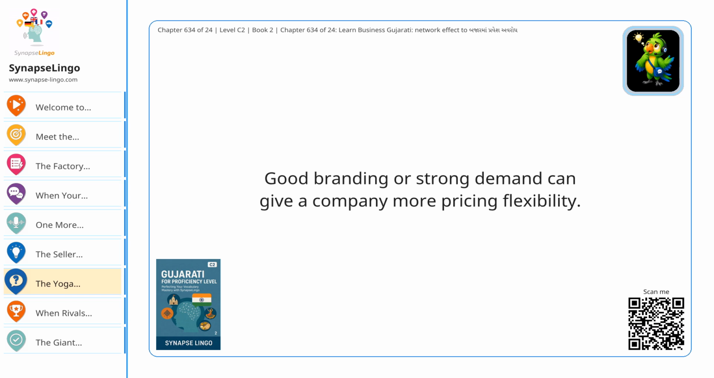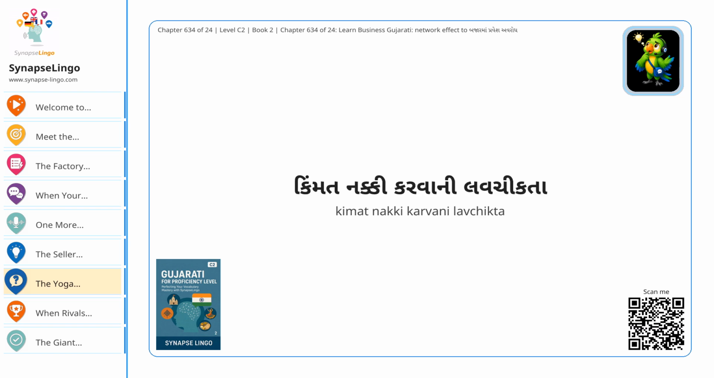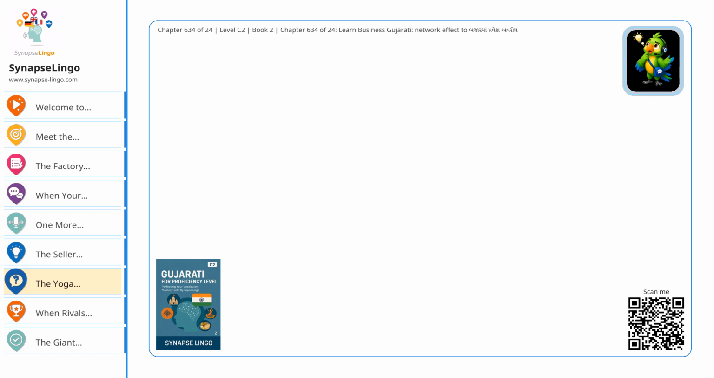Good branding or strong demand can give a company more pricing flexibility. Memory image. A price tag doing yoga splits because it has કિંમત નક્કી કરવાની લવચીકતા. Flexible price, flexible tag, flexible brain.